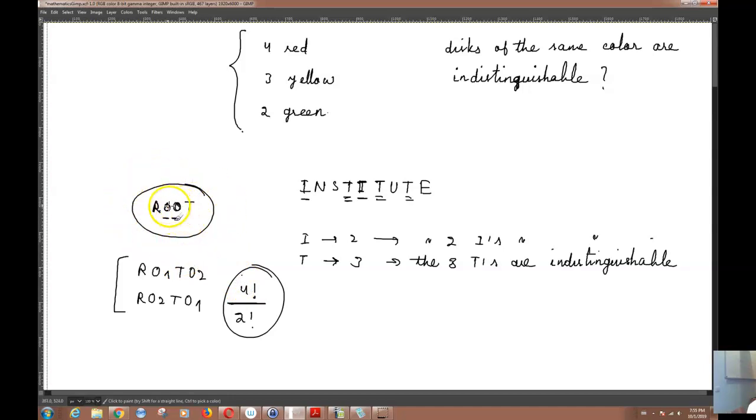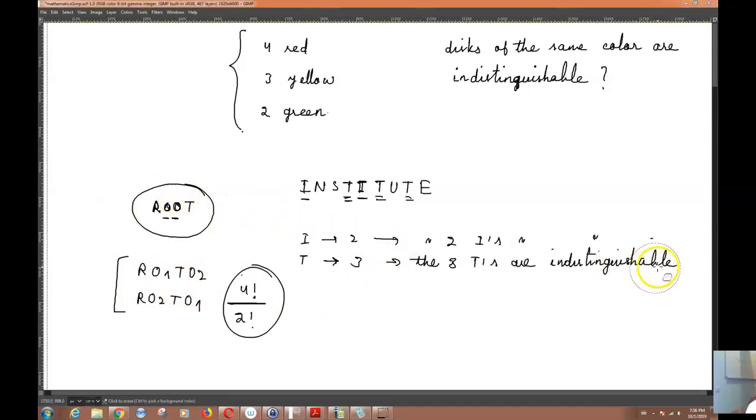If you do not treat the 2 O's as different O's, if you treat them as the same O's, then you have to divide your 4 factorial by 2 factorial in order to get the number of distinct permutations of the word root. So that's how we solved this problem.